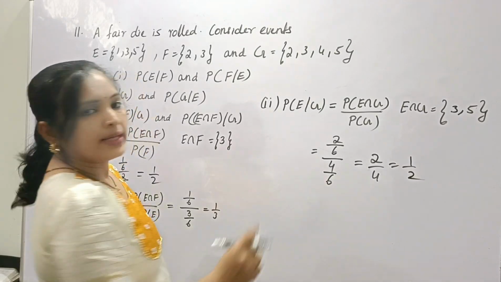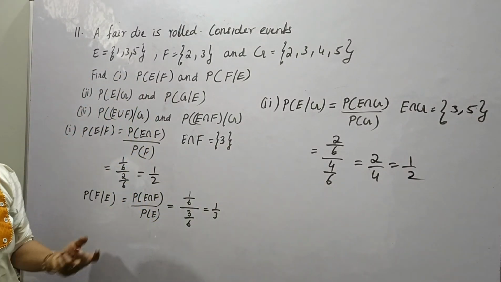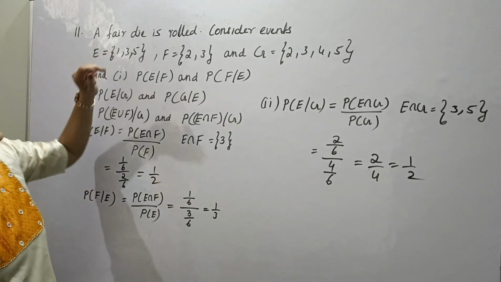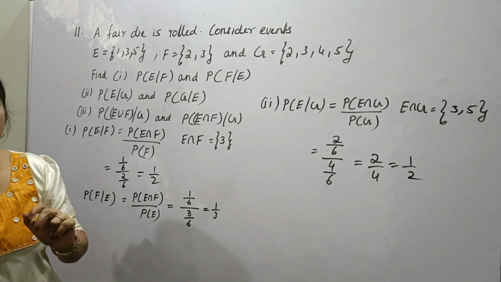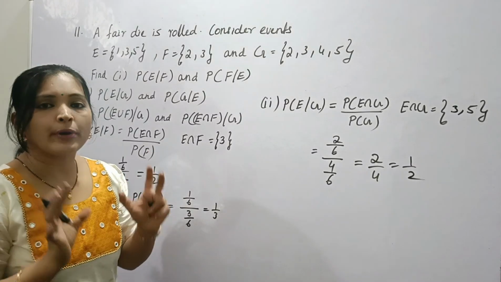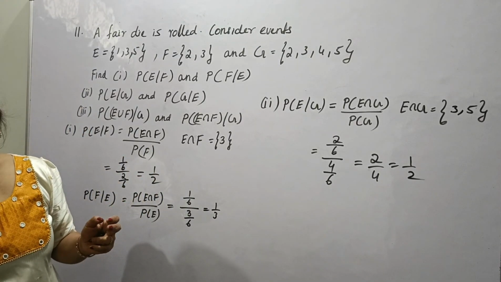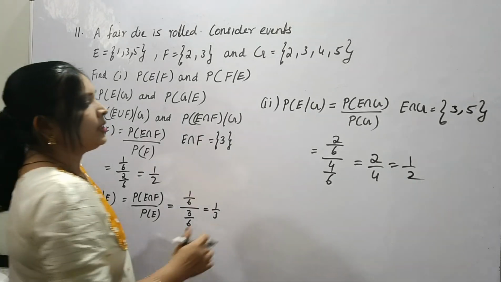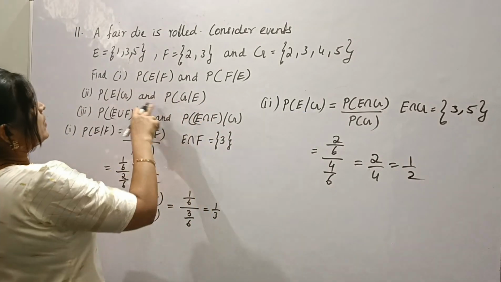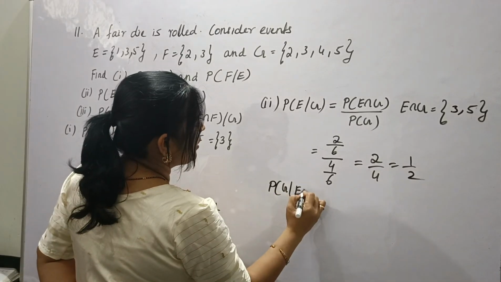Why is it 6? The number of elements in the sample space is 6 because a fair die is rolled here. The experiment is only one die. Rolling a die, the sample space is nothing but 1, 2, 3, 4, 5, 6. There are 6 elements. Now, let's find probability of G given E.